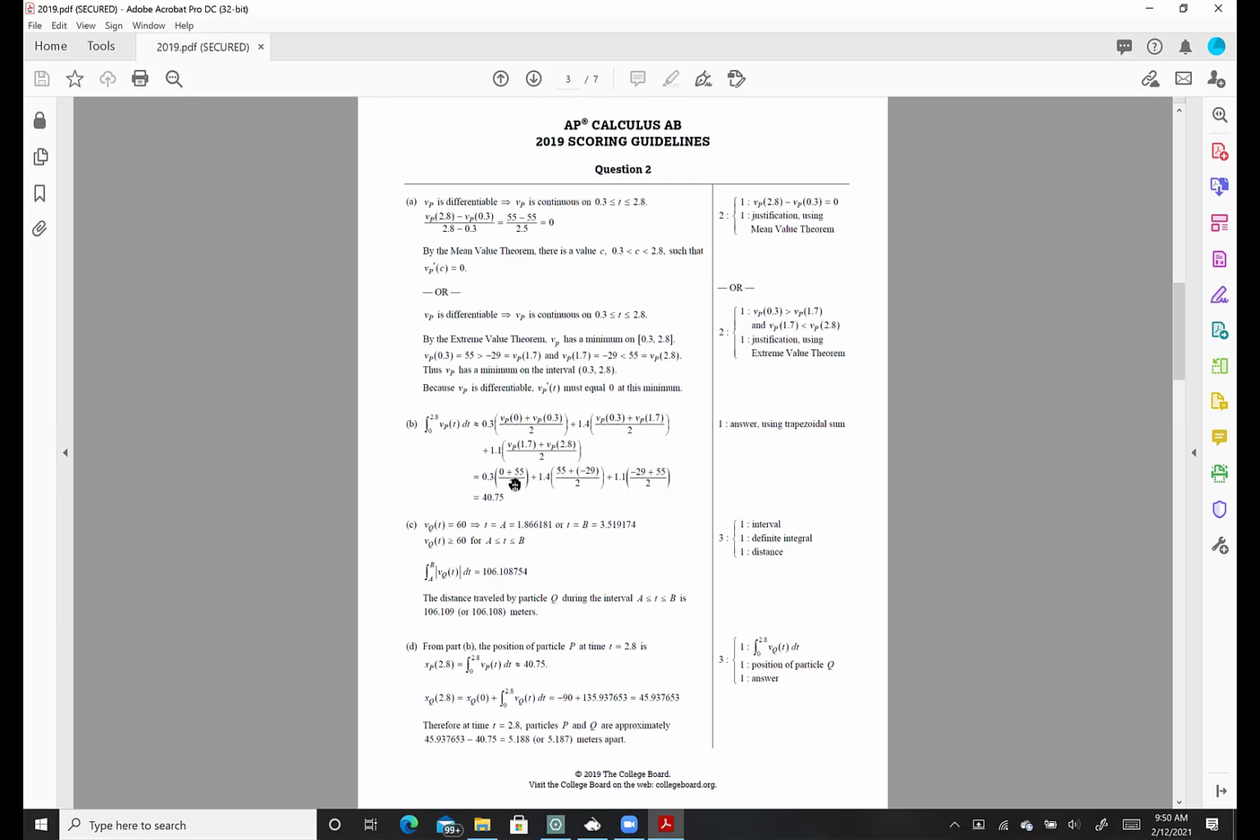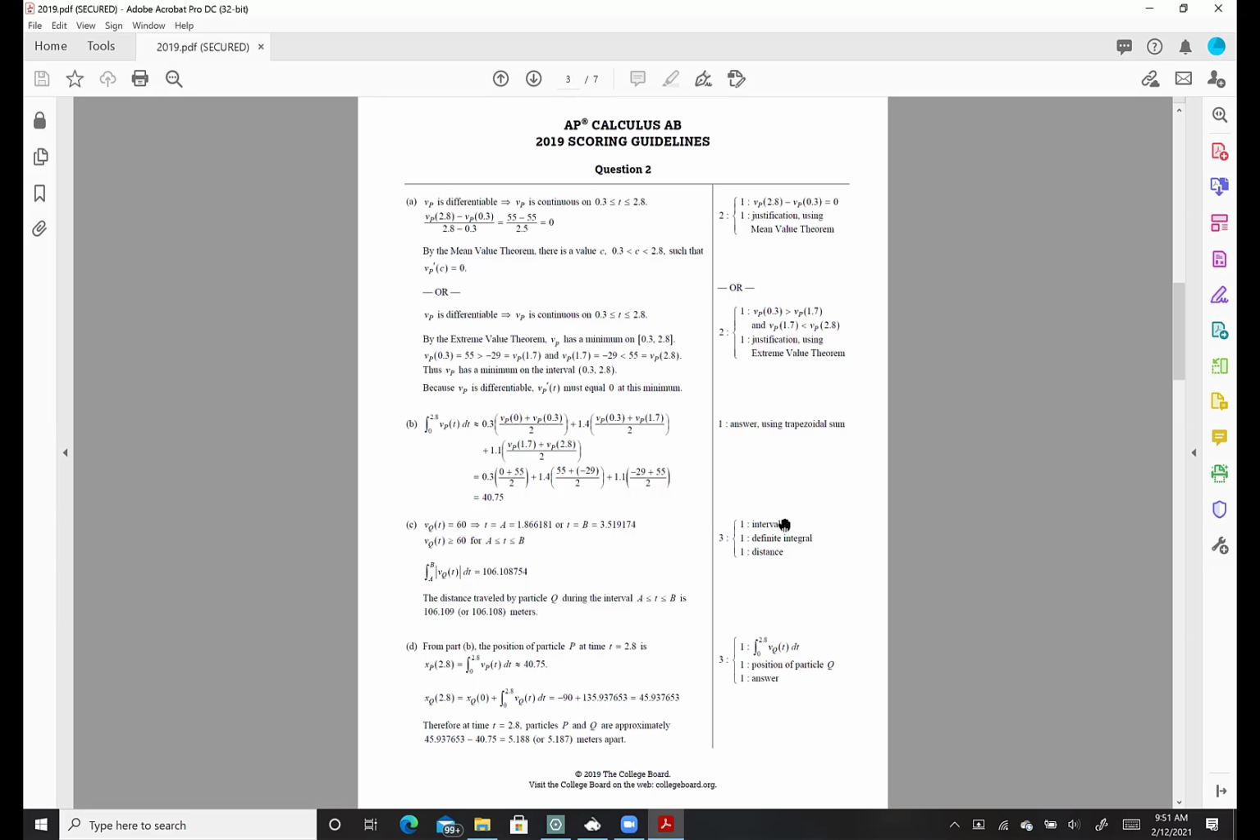Letter B, did we get 40.75? Yep, yeah, we did. How many points on this one? One, using trapezoidal sum. And so just 1 point on that. Letter C, it was 3 points. Notice that they put absolute values. Oh, look, they put an arrow for T equals A, or T equals B, okay, whatever. And then they said T is between A and B, so they want to see the interval.